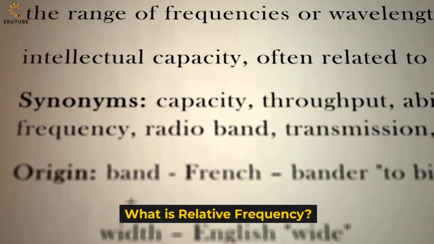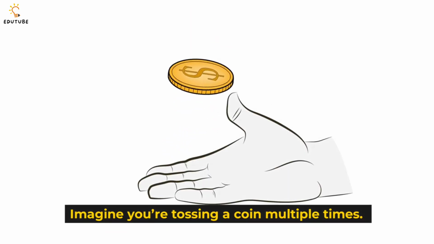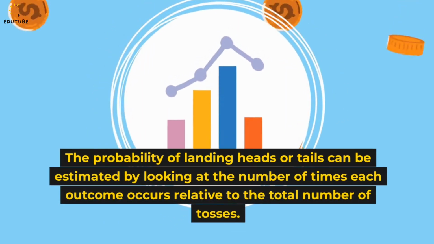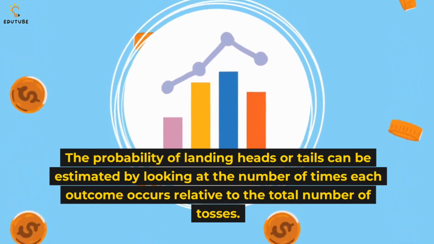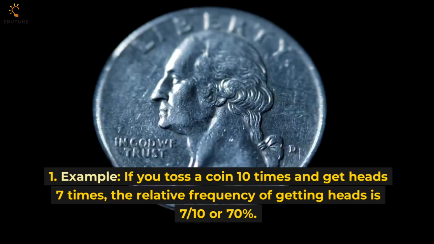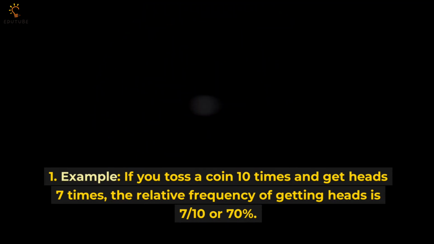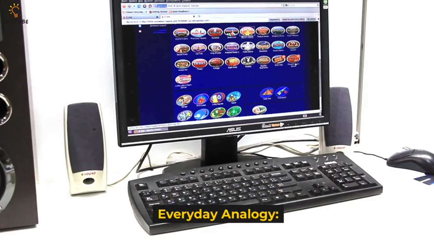What is relative frequency? Imagine you're tossing a coin multiple times. The probability of landing heads or tails can be estimated by looking at the number of times each outcome occurs relative to the total number of tosses. Example: if you toss a coin 10 times and get heads 7 times, the relative frequency of getting heads is 7/10 or 70%.